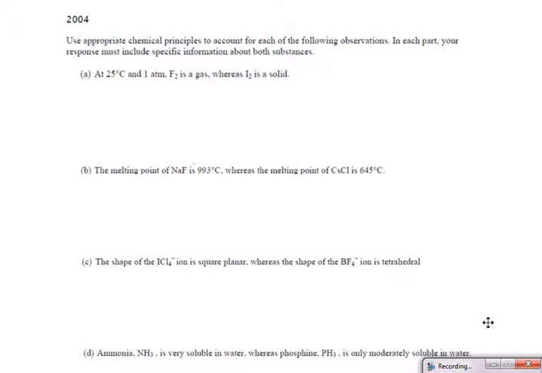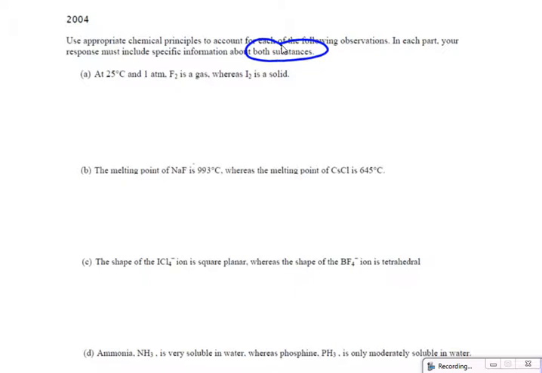All right, so coming up on this question, there's no data table, so nothing to look over really quickly. All we have to do is read the question. What does it say? Use appropriate chemical principles to account for each of the following observations. In each part, your response must list specific information about both substances. That's always a good statement to have. They won't always tell you that. But in order to get points, usually on a free response question, you have to talk about the 2 things that they give you. So don't talk about one and assume the other one, or assume they'll know that the other one is the opposite. You have to state both in order to get the points.